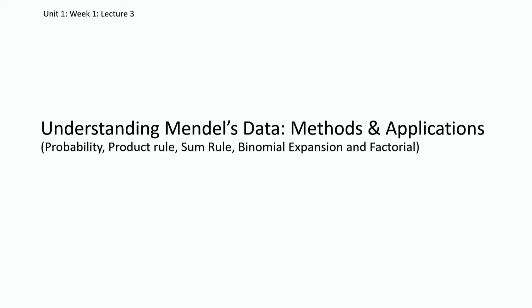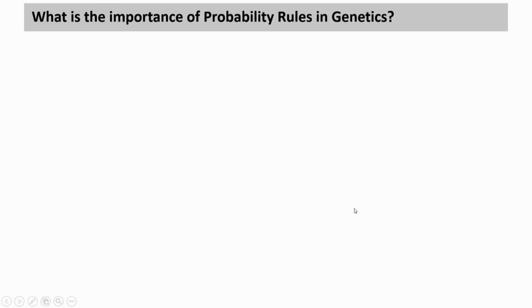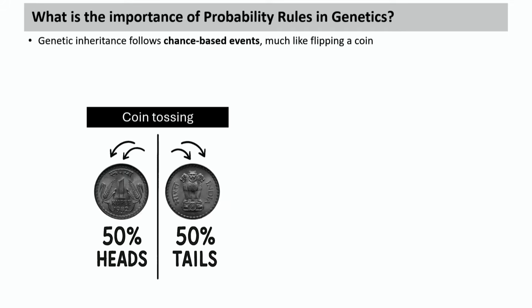So in today's class we are going to understand the statistical methods of understanding this data. We are going to discuss probability, product rule, sum rule, binomial expansion and factorial. So let's talk about the importance of probability: why we are talking about probability when we are talking about understanding the data in genetics.